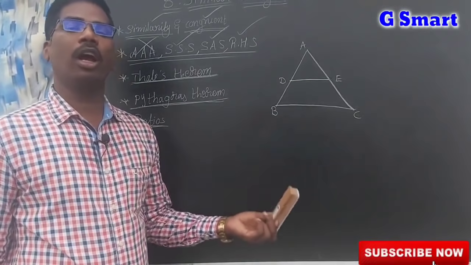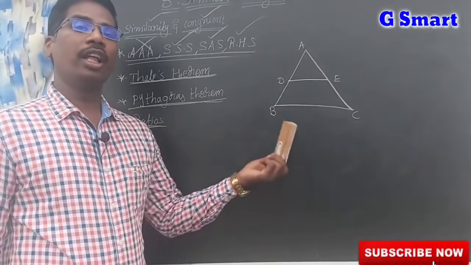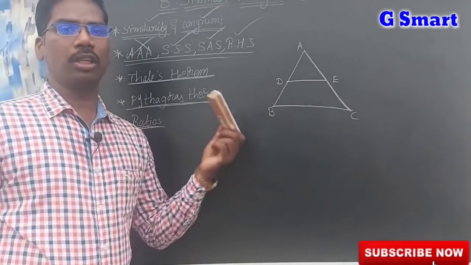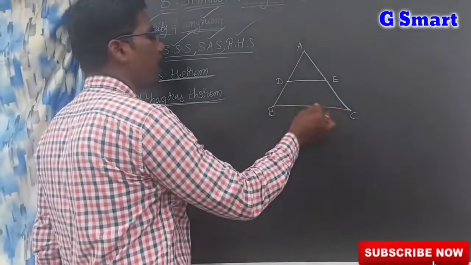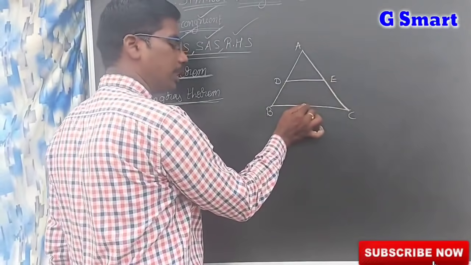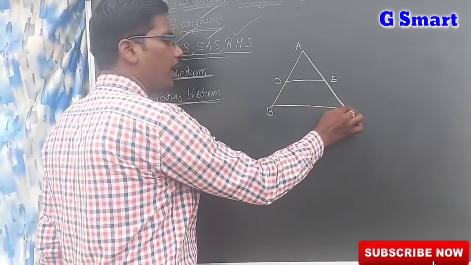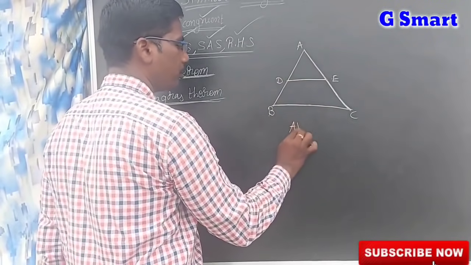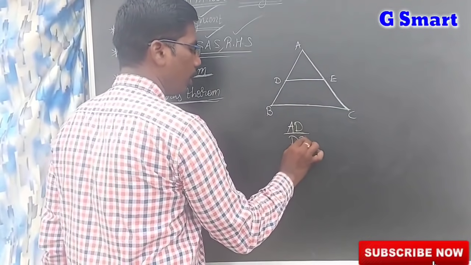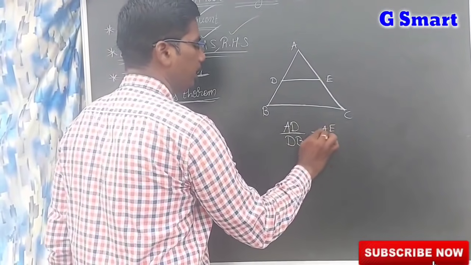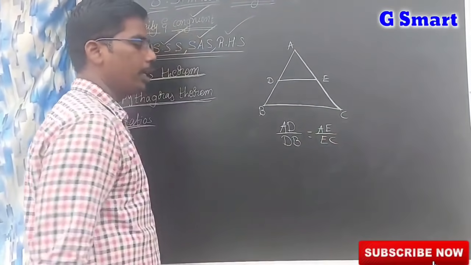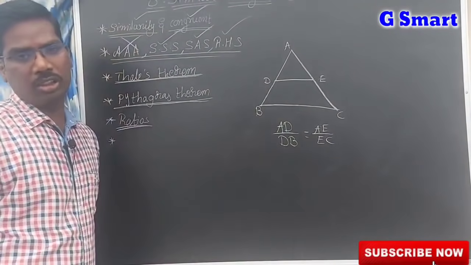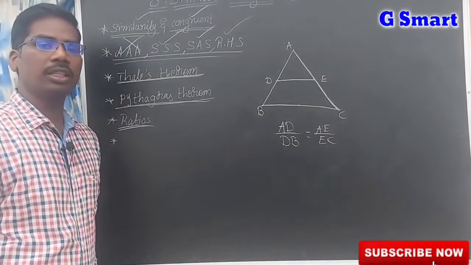But in AAA they may not give it like this. They may ask in the proof of basic proportionality theorem, so that I am also going to explain. In triangle ABC, if a line parallel to one side of a triangle divides the remaining two sides in the same ratio, how? AD by DB is equal to AE by EC. Now if AD by DB is equal to AE by EC is given, which is the theorem they may ask? You have to say basic proportionality theorem or Thales theorem.